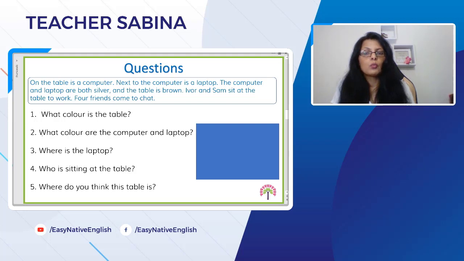The question says, what colour are the computer and laptop? And I just want you to notice that in this question, it said what colour is the table? But in this question, it says what colour are the computer and laptop? Now that's because you use is with one item. We're only talking about the table here. But in this question, we're talking about 2 things. So we use the verb are. So it's more than one thing, so it's plural.